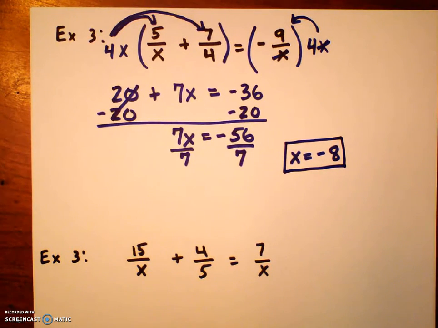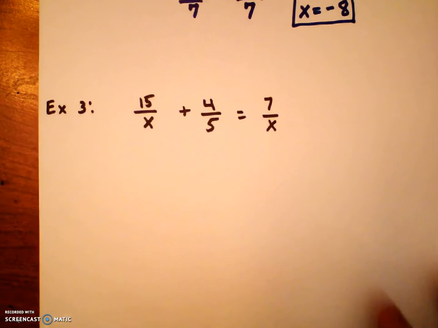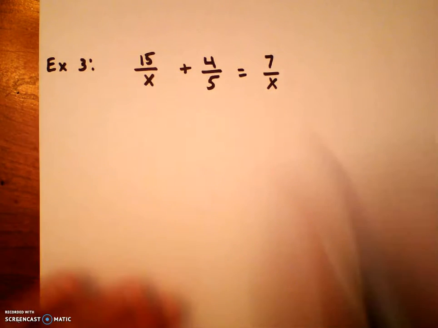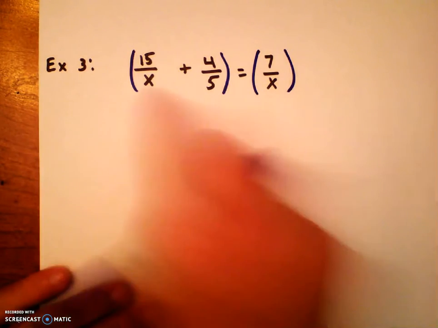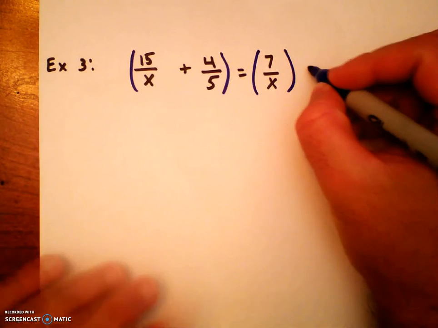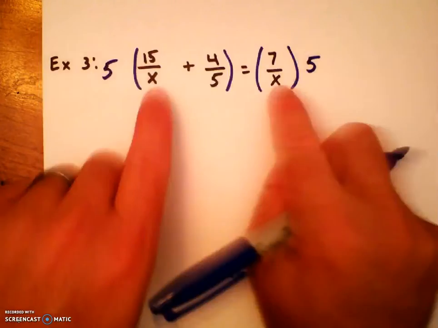Alright, last example for this video. Another one just like example 3 before. So if you want to pause the video and work this one out, go ahead and do that. I'm going to go ahead and start this though. We're going to multiply both sides by something that will get the x and the 5's to cancel. So I'm going to multiply both sides by the 5. And also the x's.